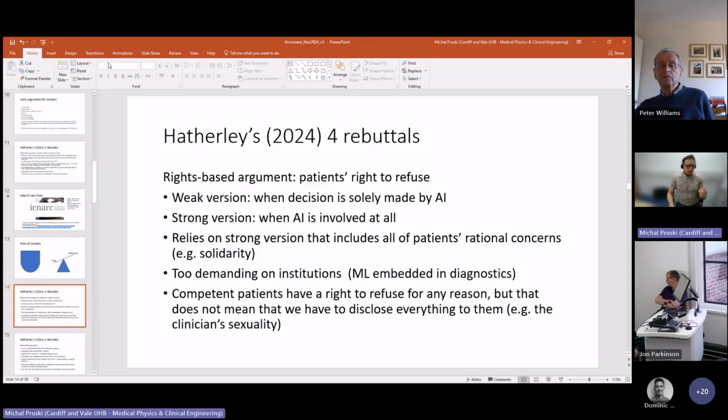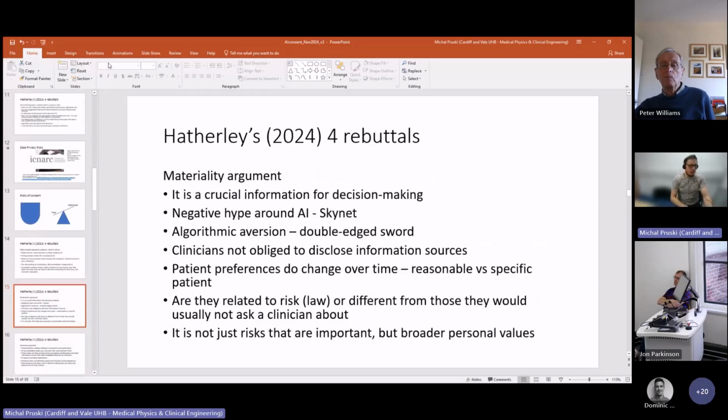And also, with regards to this, while patients have a right to refuse for any reason, if they're competent, that doesn't mean that we have to disclose everything to those patients. So, for example, if you had a patient that was averse to people of a certain sexuality, that wouldn't necessarily place an obligation on the clinicians to disclose that fact. So it's not necessarily the case that all things are upfront disclosable, even if patients might be averse to certain things.